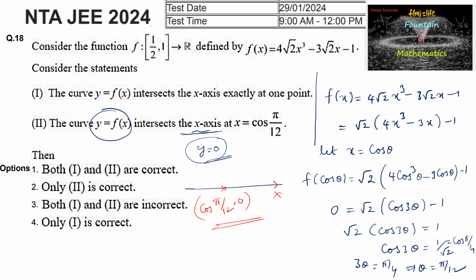So at x is equal to cos pi by 12, the graph cuts the x-axis. So we can say that statement 2 is also true. So both the statements are true. So we can go with option 1. Both 1 and 2 are correct.